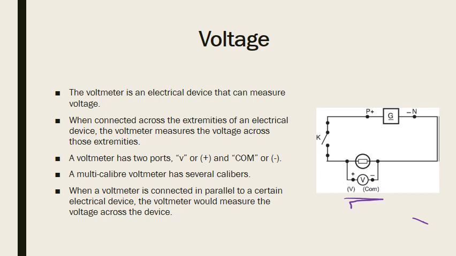A voltmeter has two poles, so here V, positive, and COM, which is negative. And just like we saw with the ammeter, the V has to be in line with the positive part of the battery, and the COM has to be in line with the negative part of the battery. When a voltmeter is connected in parallel to a certain electrical device, the voltmeter measures the voltage across the device. The voltmeter has several calibers.